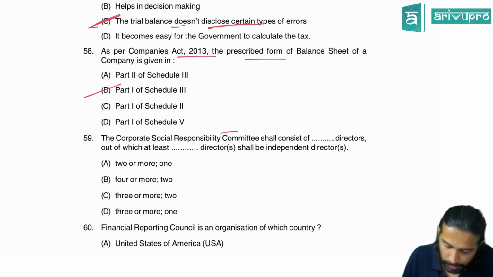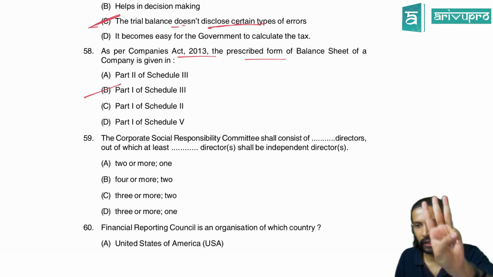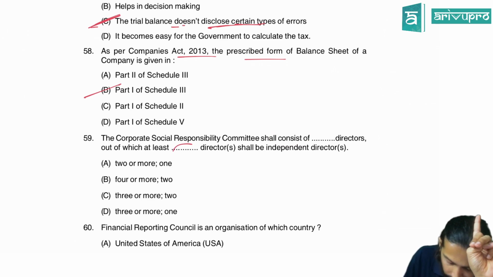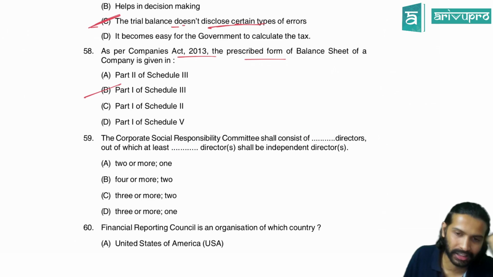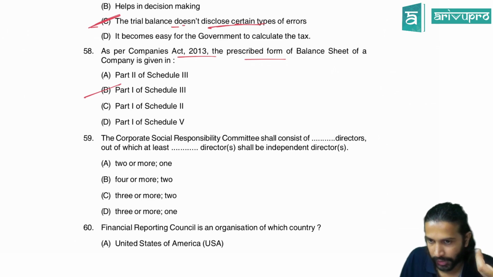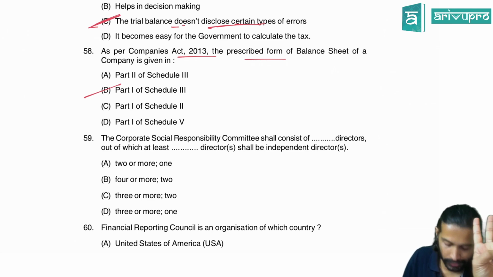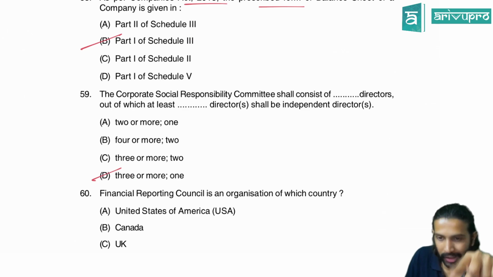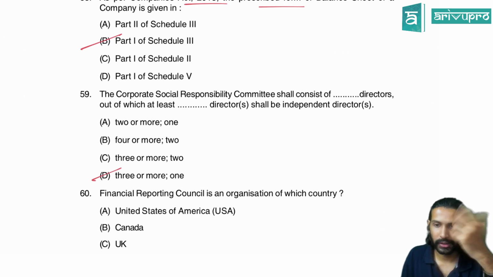Corporate Social Responsibility, CSR Committee should consist of how many directors? It should at least consist of 3 directors. And among the 3 directors, at least 1 director should be an independent director. We discussed this provision in the chart also. We have written this. CSR committee should consist of at least 3 or more directors. At least 3 directors, meaning 3 or more. And among them, at least 1 should be an independent director. So that means the option is D.